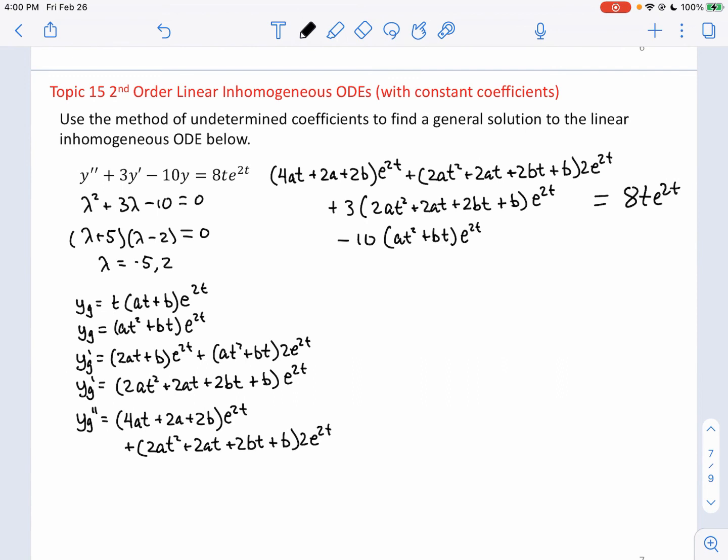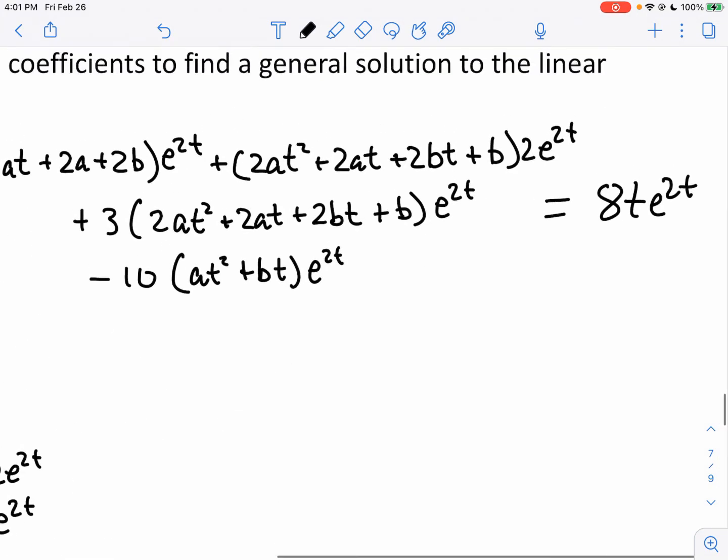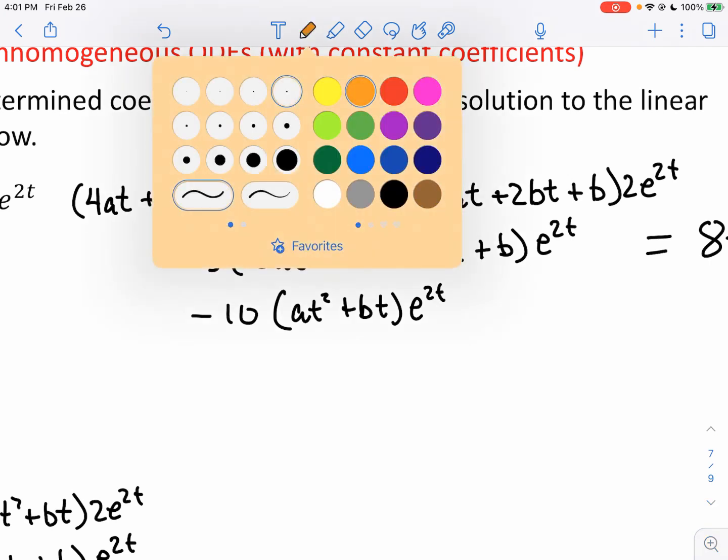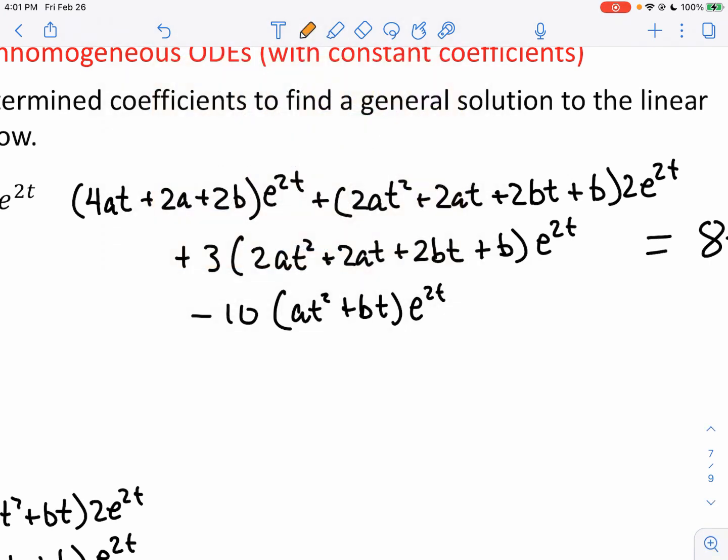Boy, what a mess. We can certainly divide away the e to the 2t's everywhere. We don't need to write those parts any longer. And then we want to start combining all the similar terms that we have over here. Oh boy, here we go. I'm going to do some color coding here just to make sure I don't miss anything. I'm going to underline all my t terms.